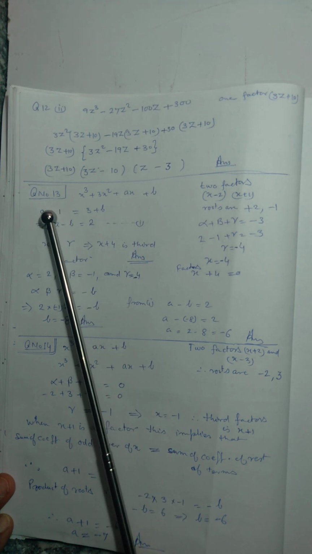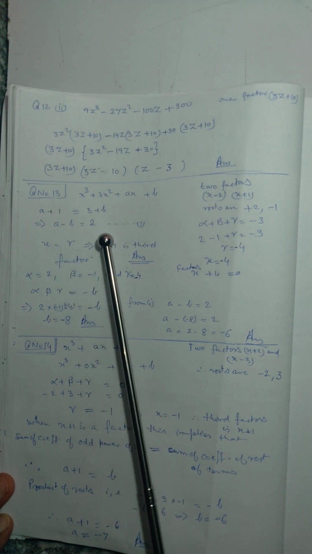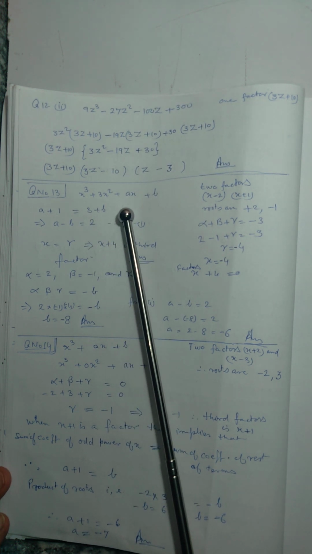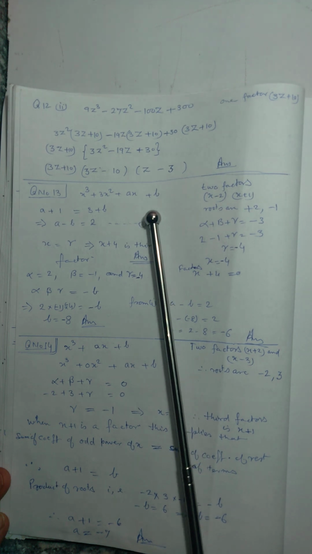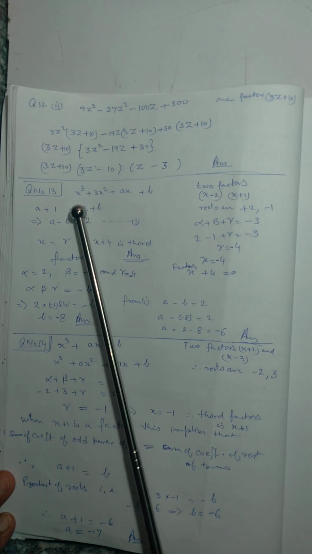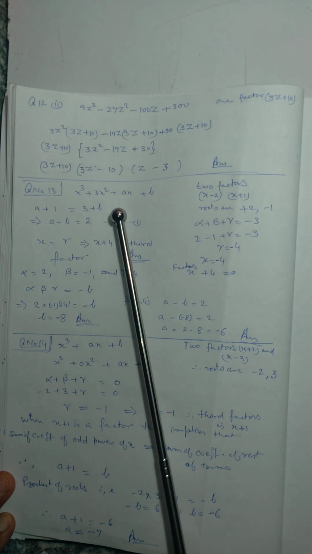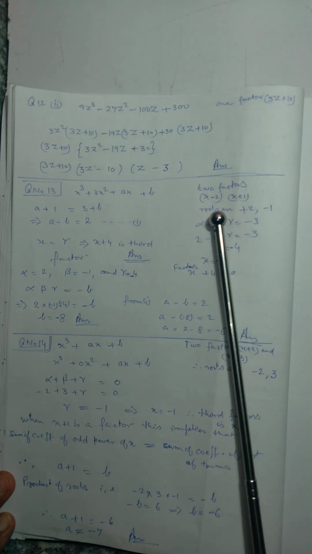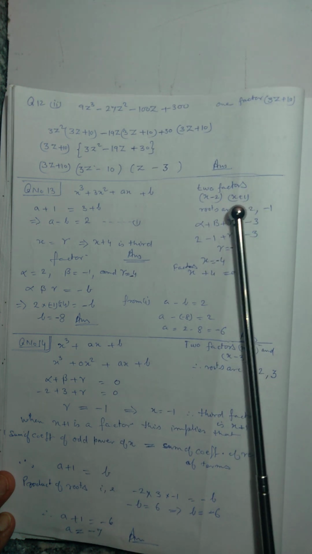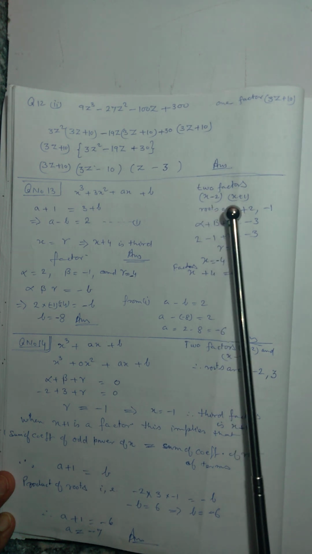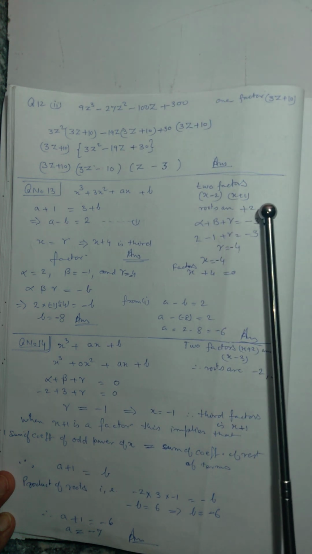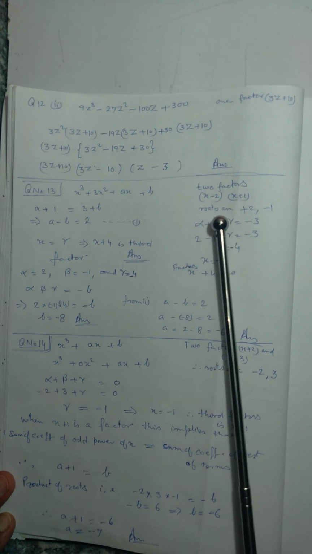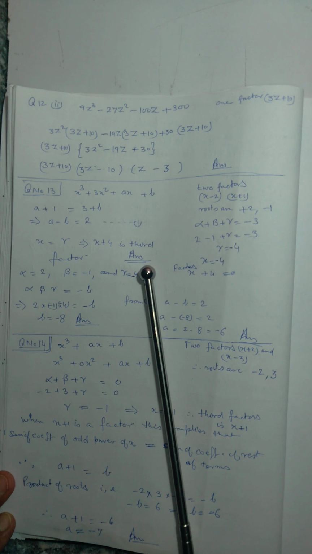Now proceed to question number 13. The question is x cube plus 3x square plus ax plus b. I read it again: x cube plus 3x square plus ax plus b. Two factors are given, that is x plus 2 and x minus 1. These are the two factors which are given. Now we have to find the third factor and, side by side, the values of a and b also.